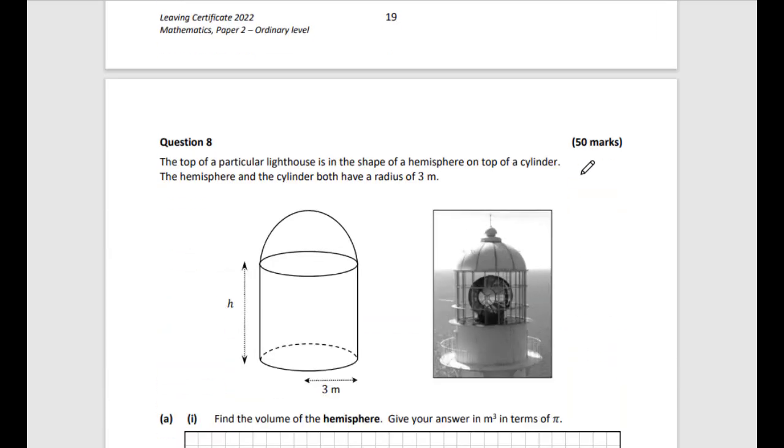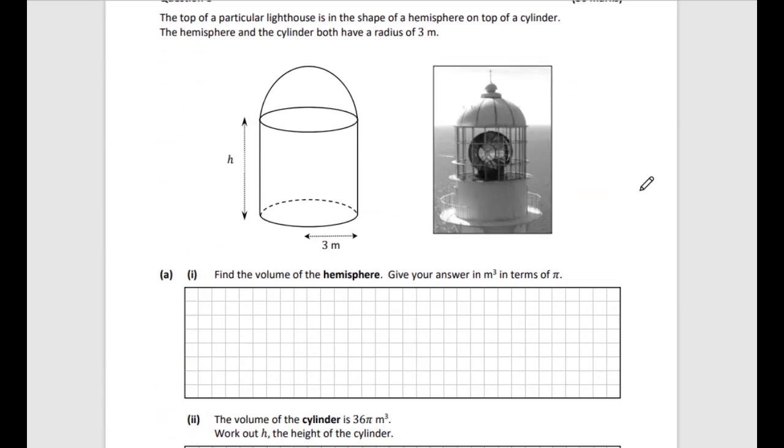Okay, so let's move on to question 8. The top of a particular lighthouse is in the shape of a hemisphere on top of a cylinder. The hemisphere and the cylinder both have a radius of 3 meters. Find the volume of the hemisphere. Give your answer in meters cubed in terms of pi.